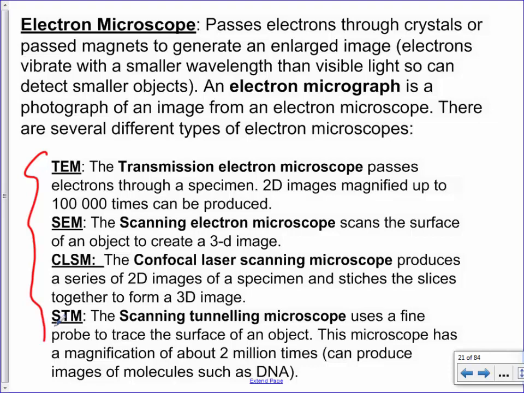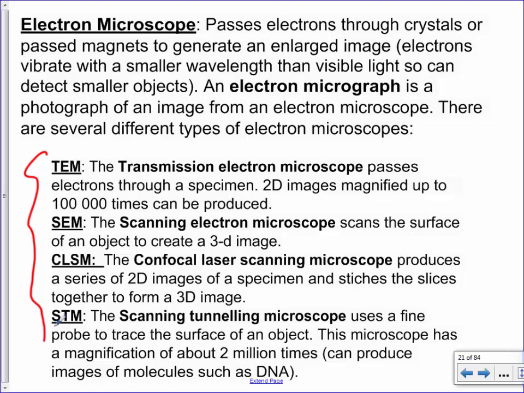Okay. A transmission electron microscope. The idea is that electrons are supposed to go through the substance. And it makes you a 2D image. That's supposed to be the idea. You get a really thin slice, and either the electron passes through or it doesn't. Okay. The scanning electron microscope basically tries to scan the surface and make a 3D image.